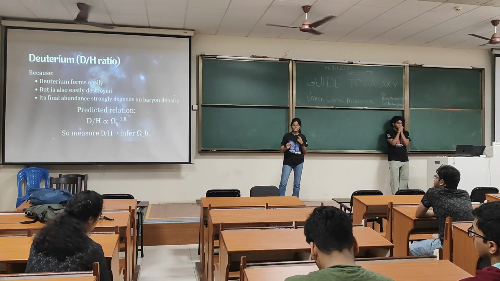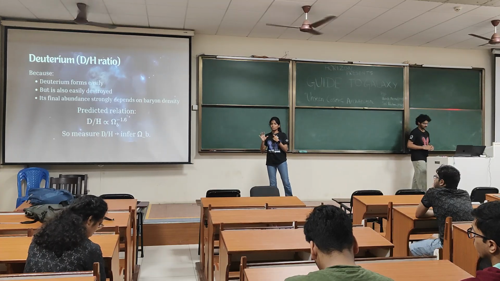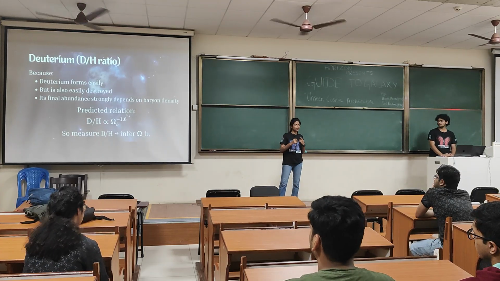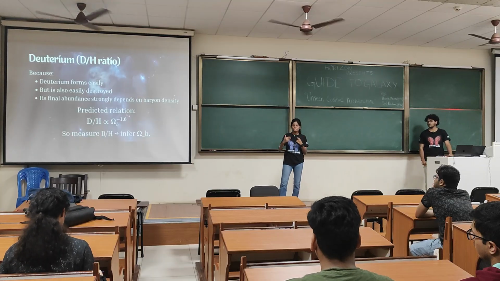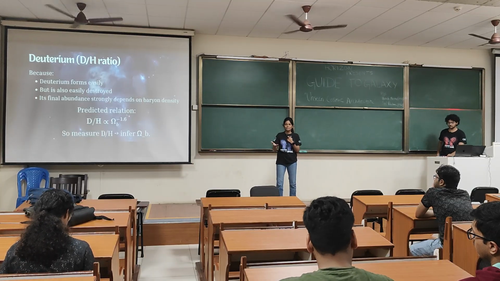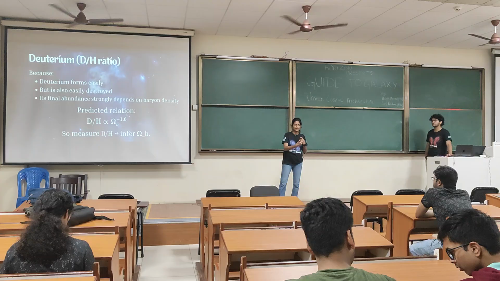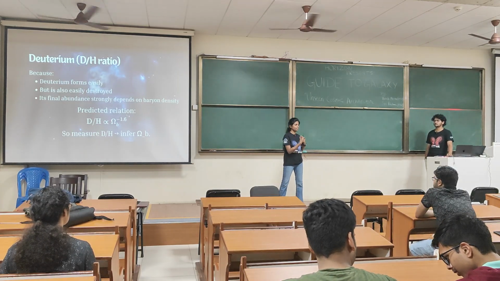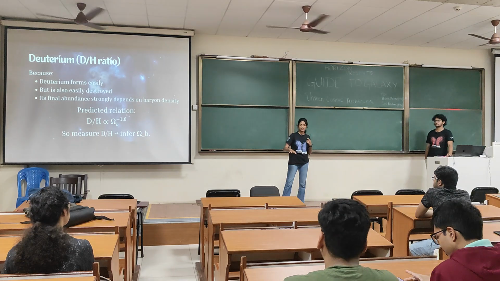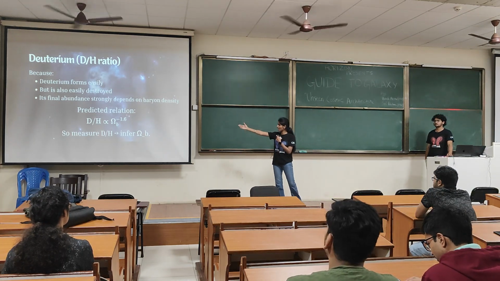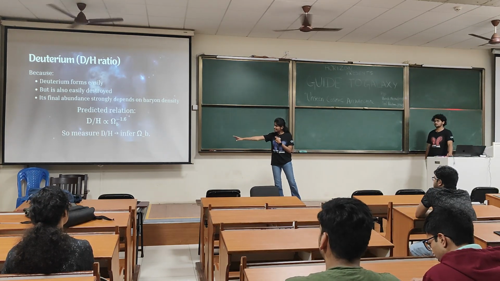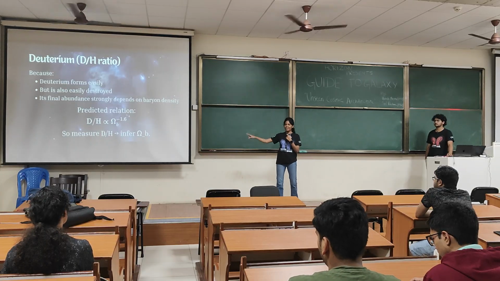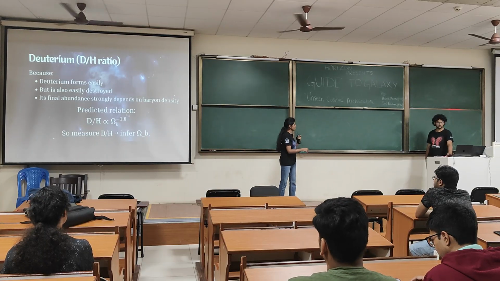Now, what is the connection between baryon density and D by H? In the start of the universe, if the universe were dense, then the deuterium would be fused and would want to fuse into helium. So if the universe has a lot of baryon matter, then the deuterium would be less. And if the universe is sparse, then the deuterium would be more, and that's why we have an inverse relation. So if I get the D by H ratio, I would be able to get the baryon density. But how do we get that D by H ratio?